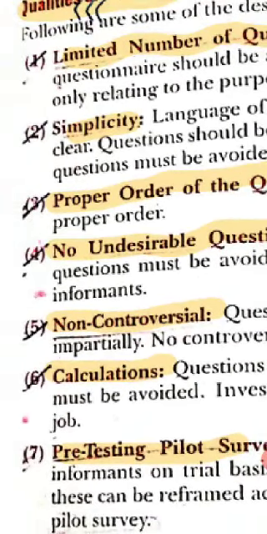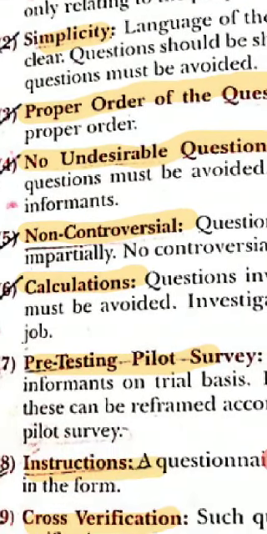Next is proper order of questions. There should be a proper sequence of questions, and the second should be related with the first one. Next is no undesirable questions. No question should be mentioned in the questionnaire that is not related with the inquiry purpose. Next is non-controversial. There should not be any question that is controversial or conflicting. Next is calculations. In a questionnaire, there should not be any questions based on calculations. So mathematical questions should be avoided.